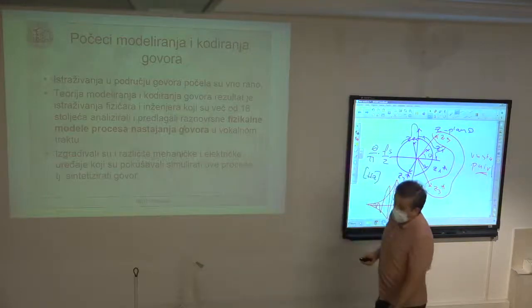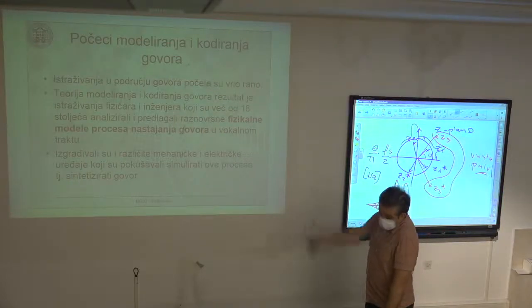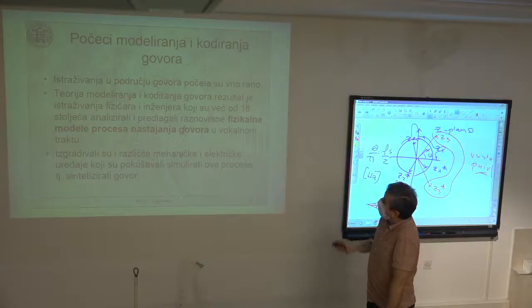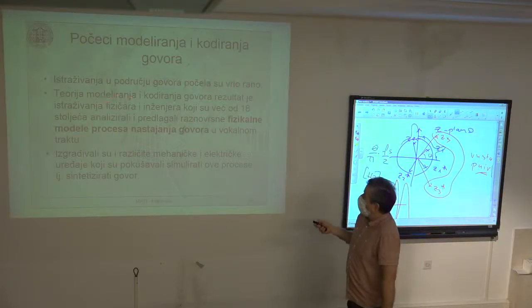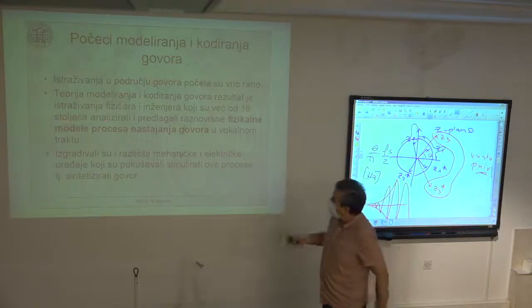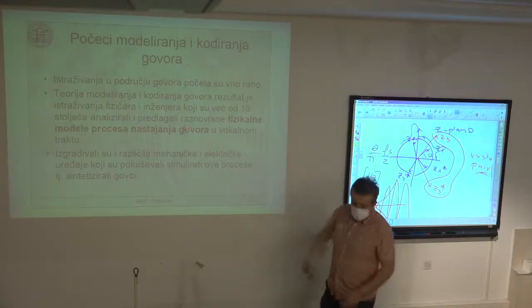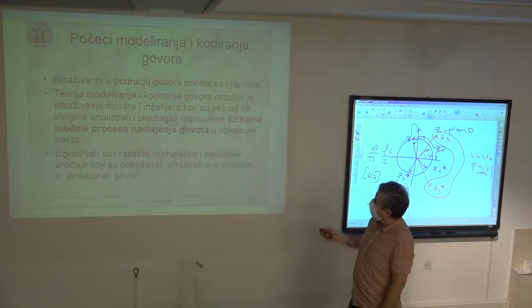Okay? Now going to the history of modeling of speech, we can say that research in the speech area began very early. The theory or modeling of encoding of speech is based on the results of physicists and engineers already from the 18th century, because they analyzed and introduced different physical models for generation of speech, for speech generation in the vocal tract.